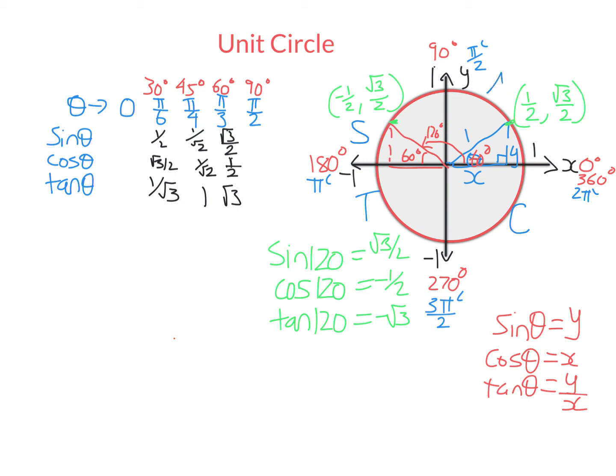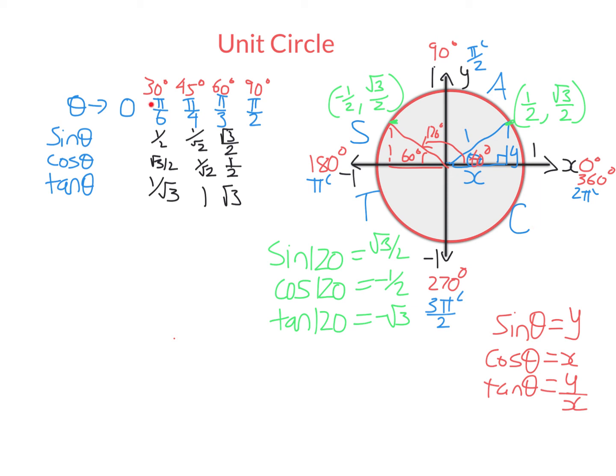So remember this acronym as like all students take calculus. So start here in the first quadrant, because we're looking at the positive x-axis and going anti-clockwise. All are positive in the first quadrant. Sine is positive. Only sine is positive in the second quadrant. Only tan is positive in the third quadrant. Only cos is positive in the fourth quadrant.